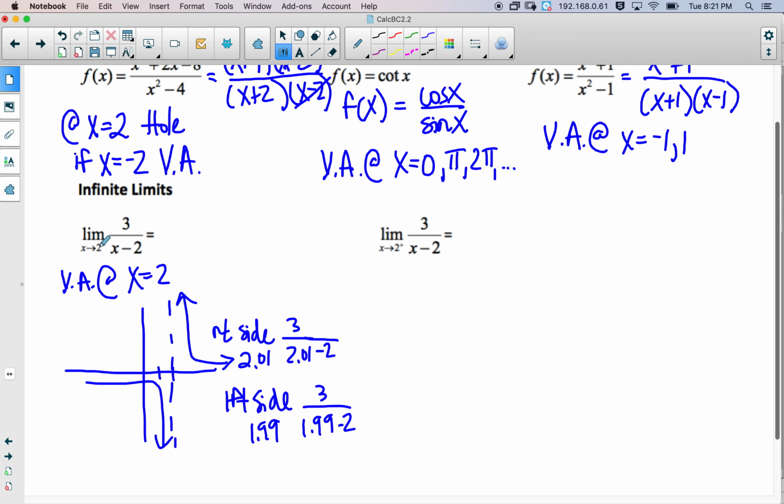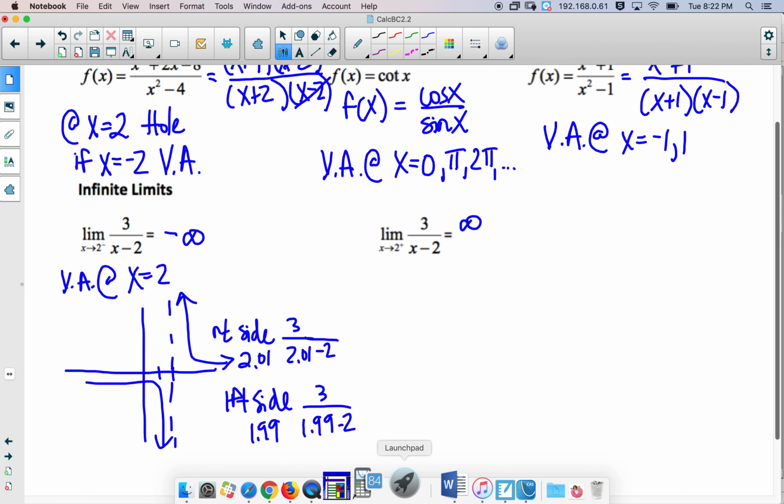So the limit as x approaches 2 from the negative side is going to equal negative infinity. And as x approaches 2 from the positive side, that's going to go to positive infinity. And both of these limits do not exist because a limit that equals infinity, positive or negative, does not exist. But this is the direction that the limit is going.